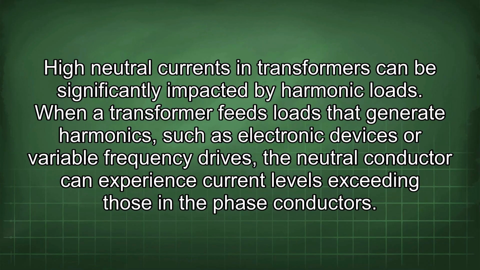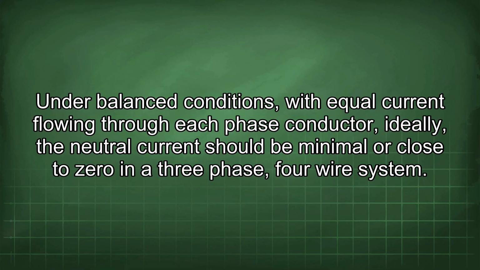High neutral currents in transformers can be significantly impacted by harmonic loads. When a transformer feeds loads that generate harmonics, such as electronic devices or variable frequency drives, the neutral conductor can experience current levels exceeding those in the phase conductors. Under balanced conditions, with equal current flowing through each phase conductor, ideally the neutral current should be minimal or close to zero in a three-phase, four-wire system.